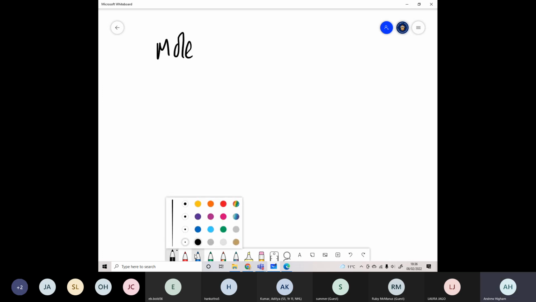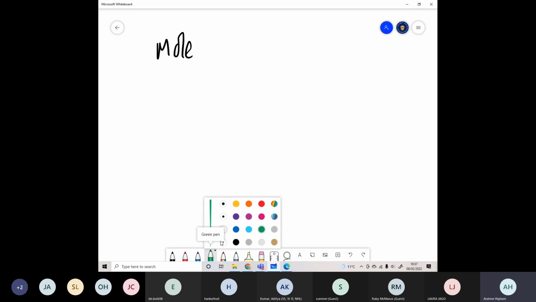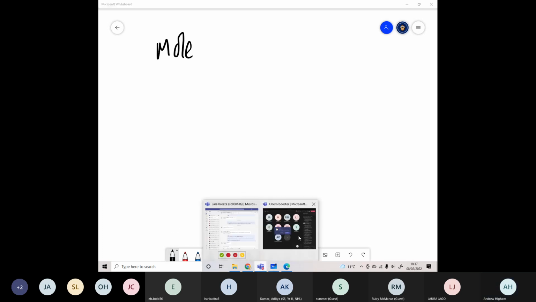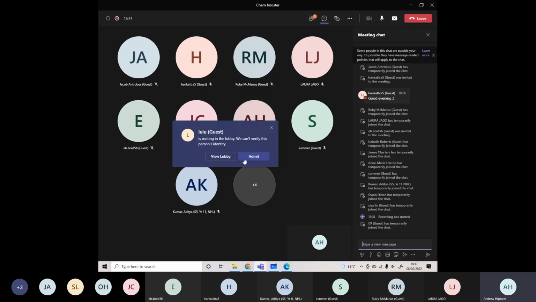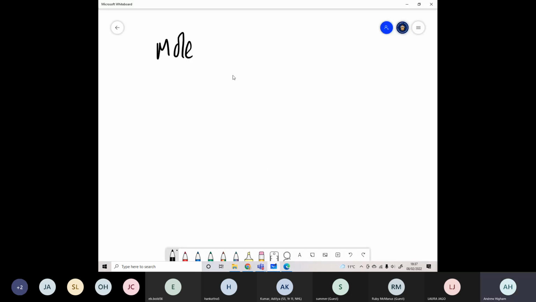One of the things that really doesn't help is the use of the word mole. I think my pen's a little bit big, I'm going to drop it down there. The use of the word mole makes it really difficult for things. Okay. Let's keep the rainbow. So this word mole can be quite confusing.